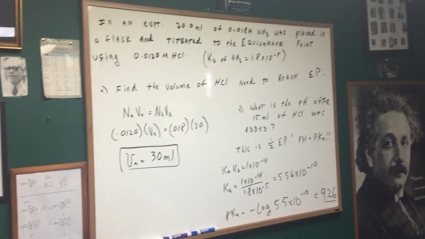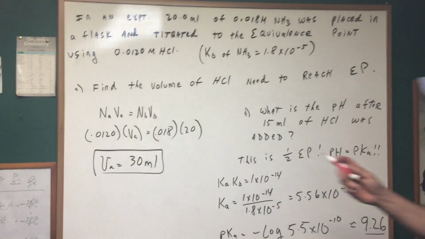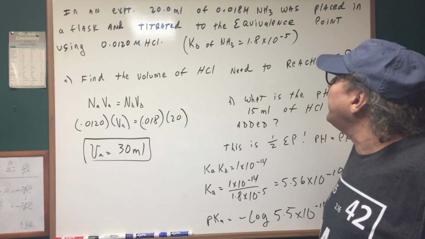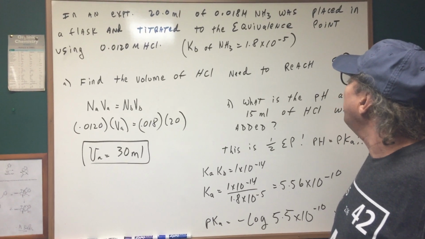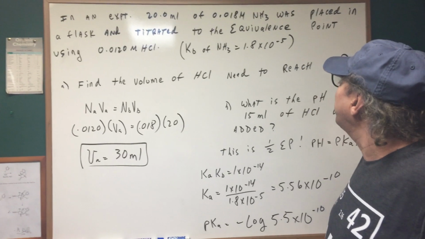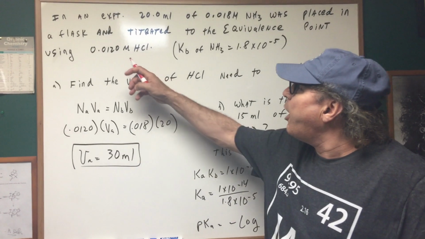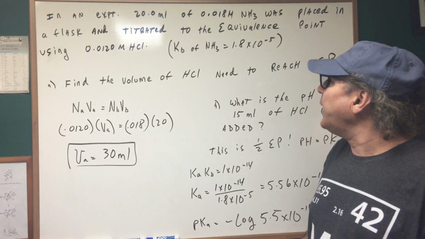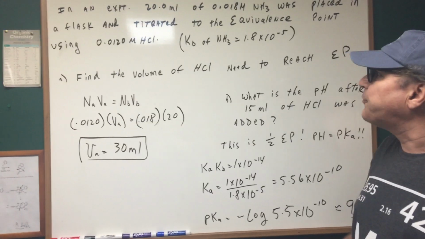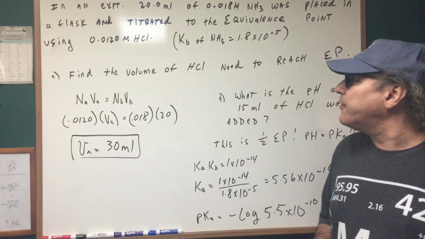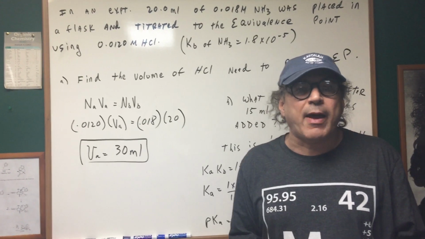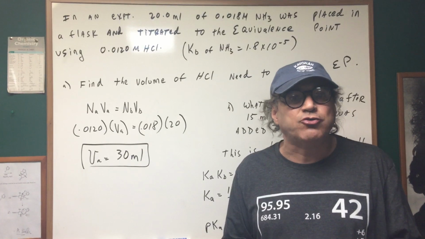Let me work out a problem on the other board with you that I made that I think you're really going to enjoy. It says here that in an experiment we have 20 milliliters of 0.018 molar ammonia placed in a flask and titrated to the equivalence point using 0.120 molar HCl, and I give you the Kb of ammonia as 1.8 × 10^-5. What I want to do is find the volume of HCl needed to reach the equivalence point. I hope you remember this was done in what we call the titration.